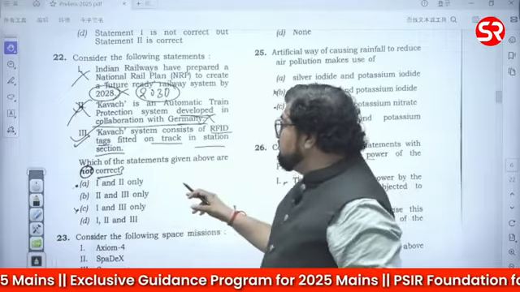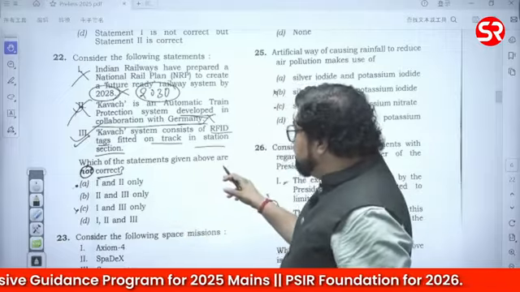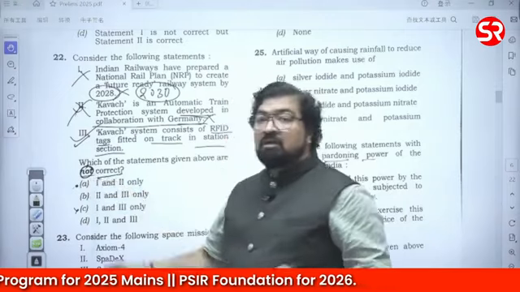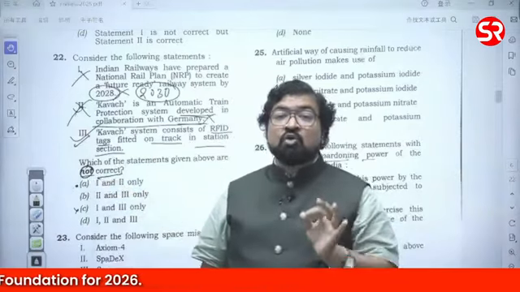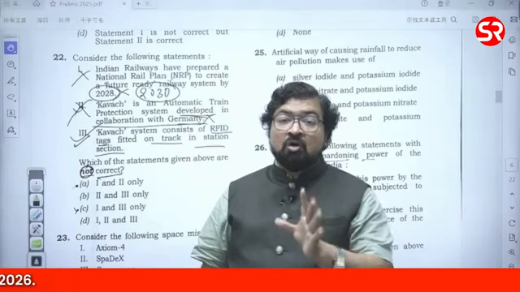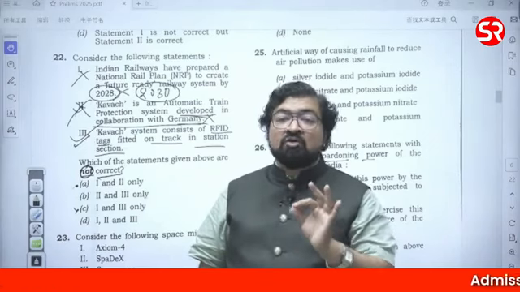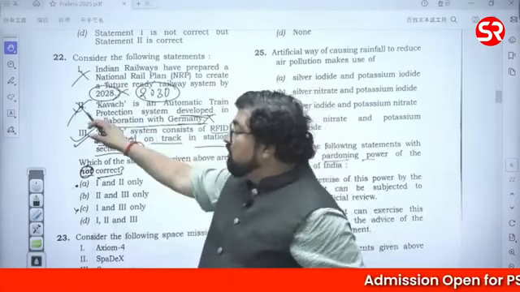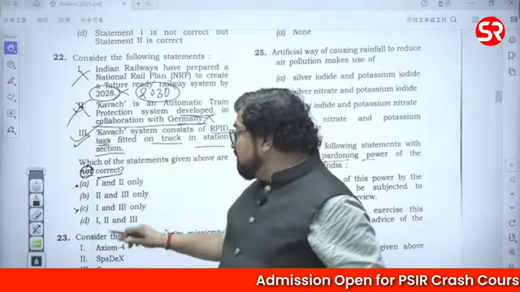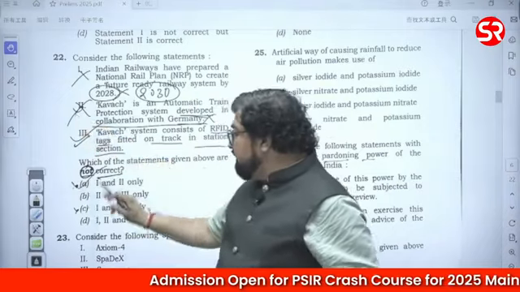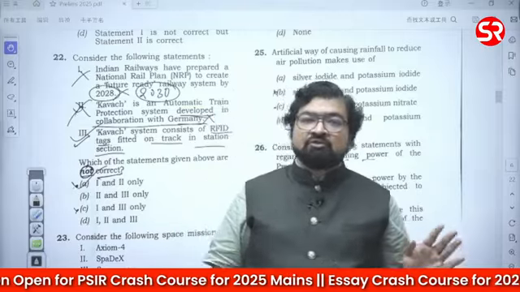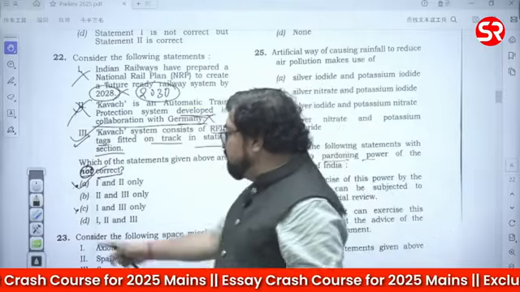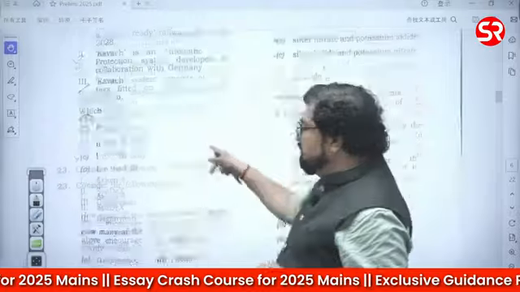So the question is, which of these statements given above are not correct? That means wrong. Which statements are wrong? Incorrect, not correct. So statements 1 and 2 are not correct. The third is right. So the answer is A, because 1 and 2 are not correct. Very simple, direct question. So A is the answer. Now let's move on to the next question.